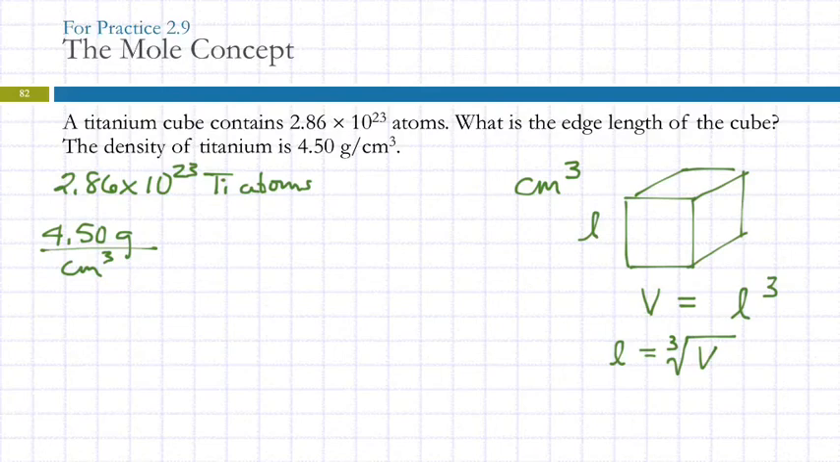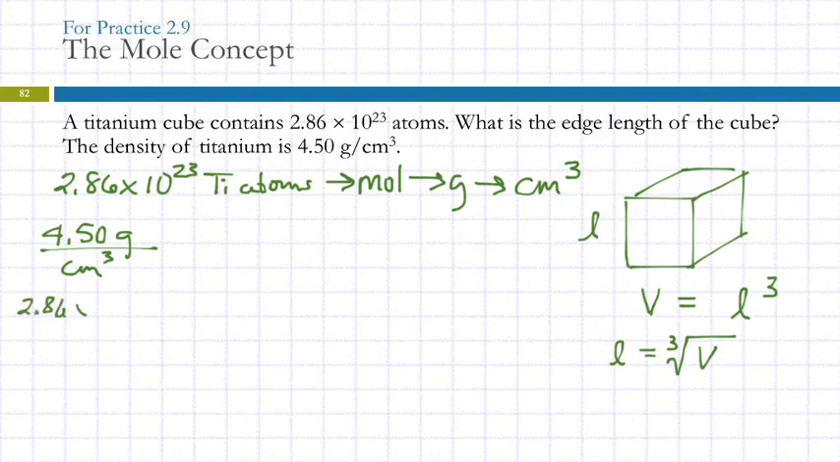So how do I get from atoms to cubic centimeters? I need Avogadro's number in there, so I can convert atoms to moles. The density gives me the relationship between grams and cubic centimeters. And then the molar mass will give me the relationship between grams and moles. So this is a more involved problem. It requires an equation and some unit converting. There will be problems of this nature on the exam.